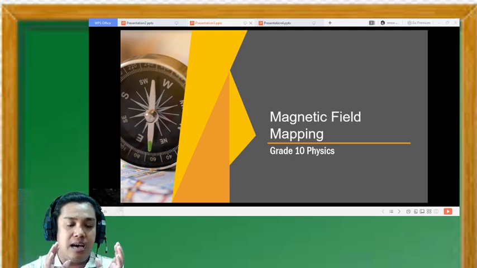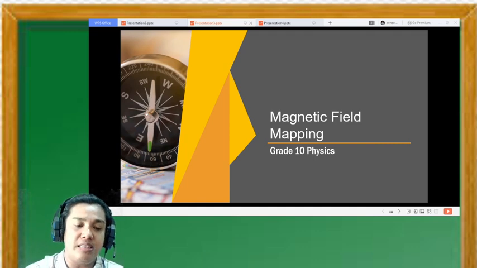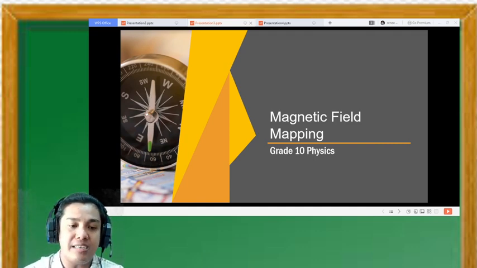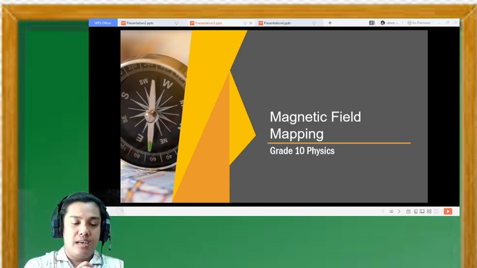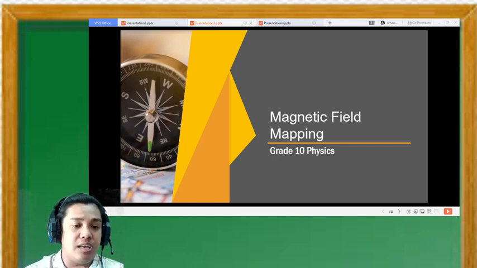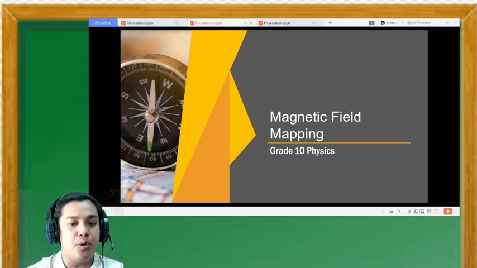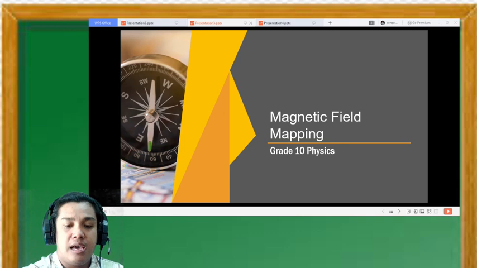In this topic, we will discuss how to map the magnetic force in our area. For example, we have an experiment later on, and that experiment will explain to you how the magnetic force attracts, the north and the south pole. But for now, let us discuss what magnetic mapping is.